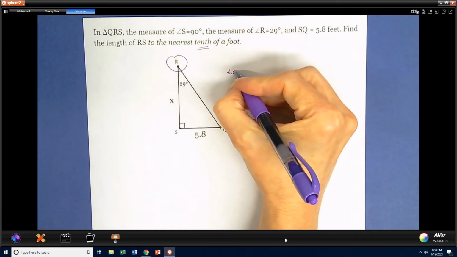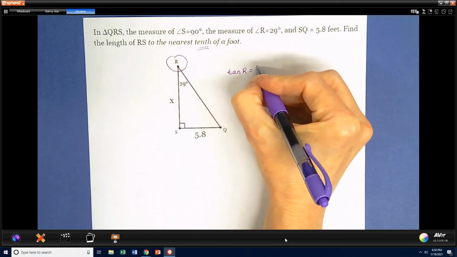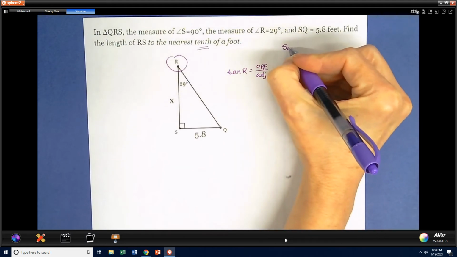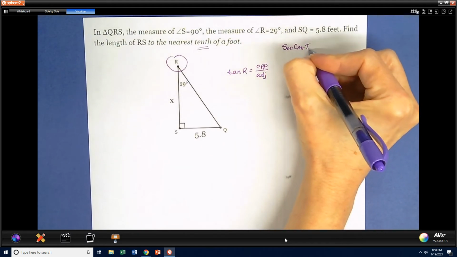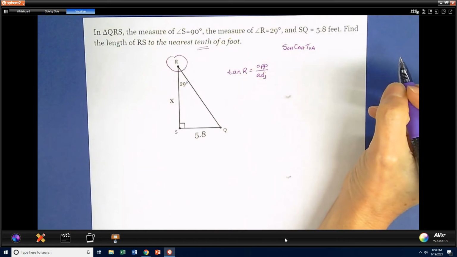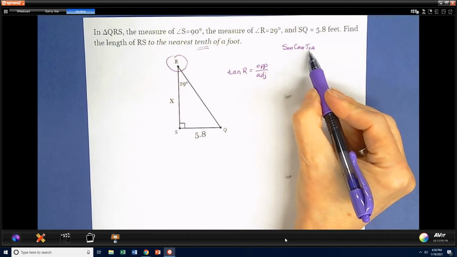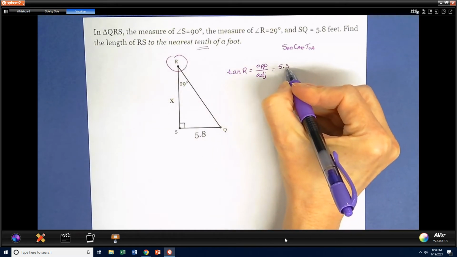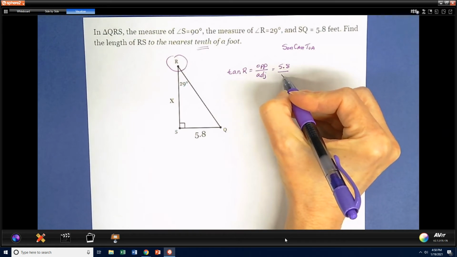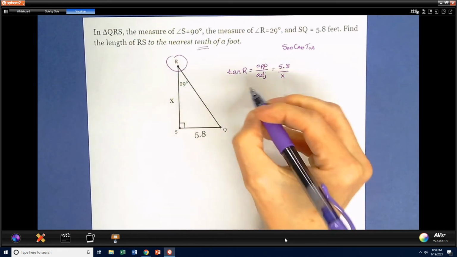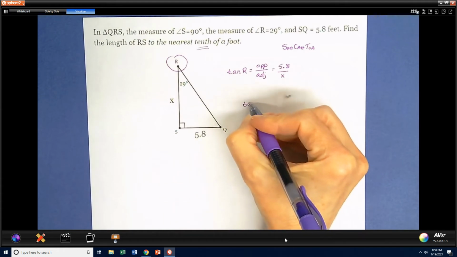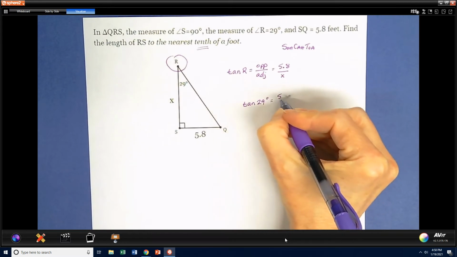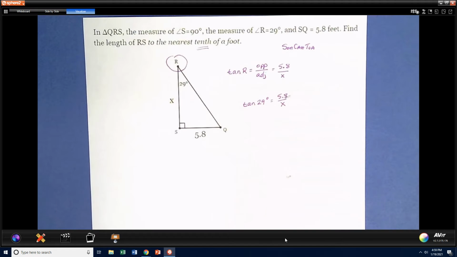And that reminds me of tangent. Tangent of R is going to be its opposite side over its adjacent side. You want to remember SOH CAH TOA. That's just a mnemonic to help you remember the relationships of the sides. Tangent is opposite and adjacent. Well, my opposite side is 5.8, and my adjacent side, I don't know. That's x. So tangent of R, which is tangent of 29 degrees, should equal 5.8 over x.